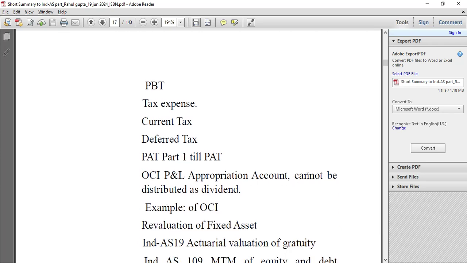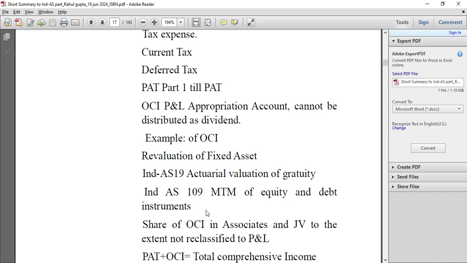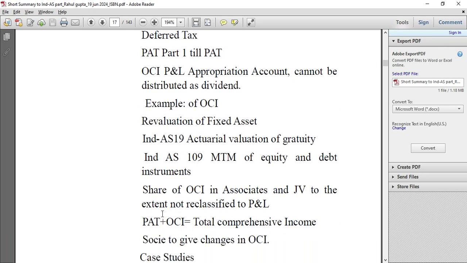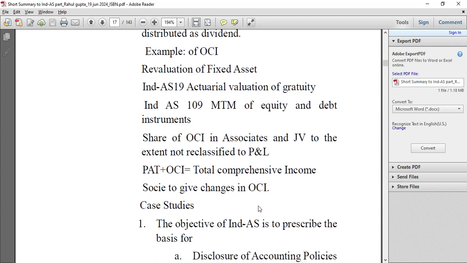OCI: the P&L appropriation account cannot be distributed as dividend. Examples of OCI: revaluation of fixed asset, actuarial valuation of gratuity, MTM of equity and debt instruments. Share of OCI in associates and JV, and to the extent not classified, to be classified to P&L. PAT plus OCI is total comprehensive income. SOCI to be given, with changes in OCI.